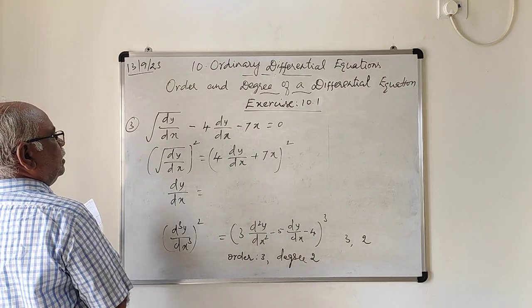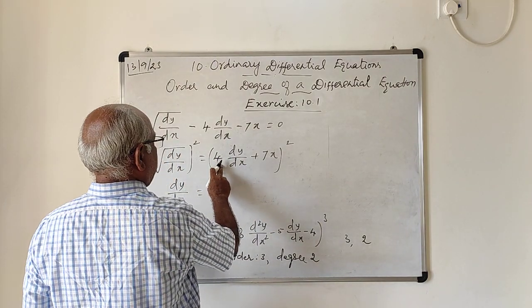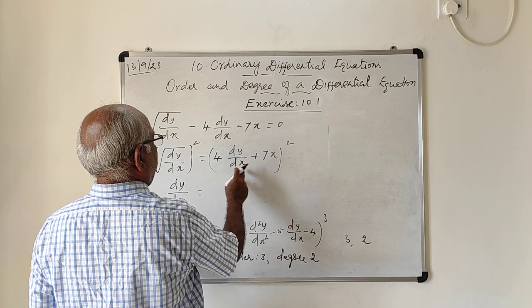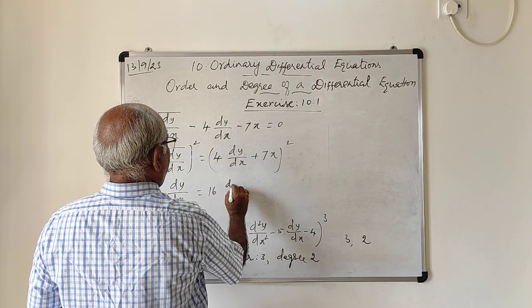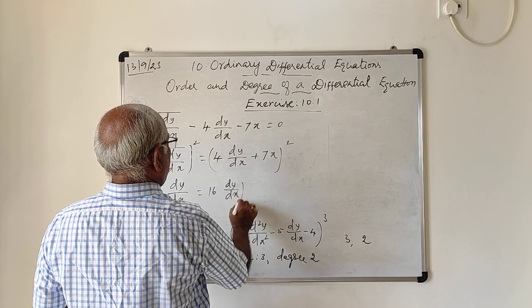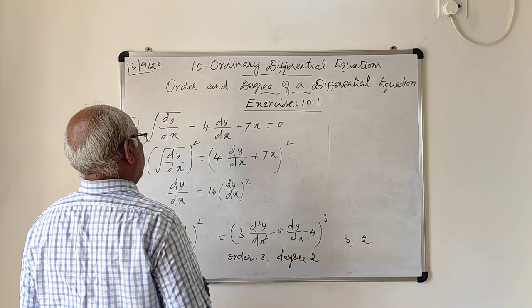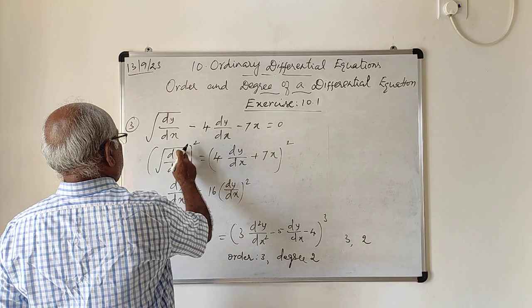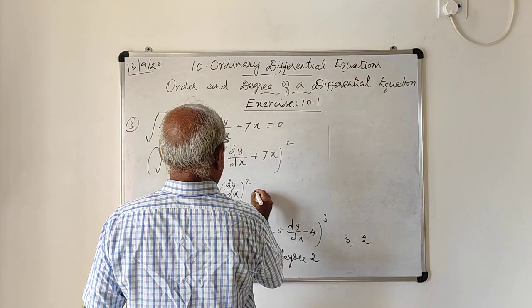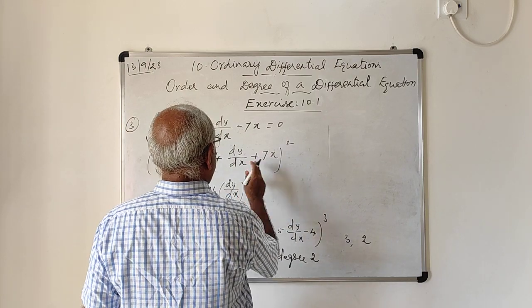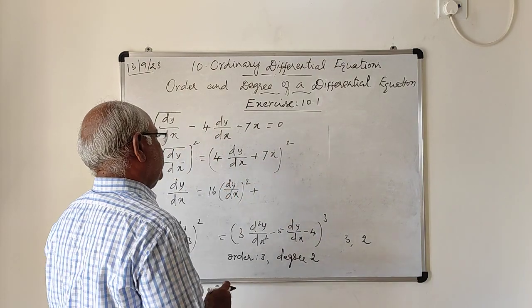Here, on squaring, the right hand side is (4 dy by dx plus 7x) the whole square, using the a plus b whole square formula. The square root and square vanish, and you get 16 dy by dx whole square, a square, plus 2ab, 2 into 4 is 8, 8 sevens are 56.